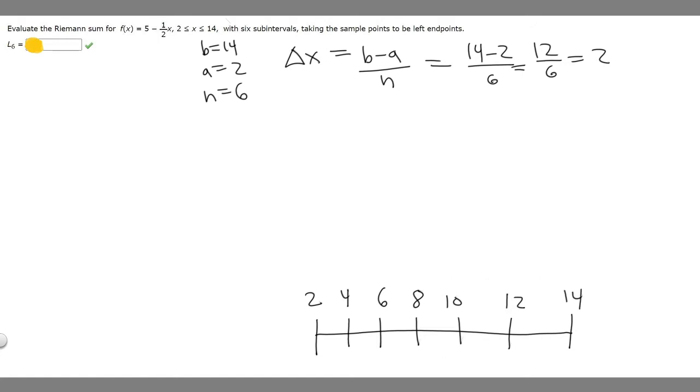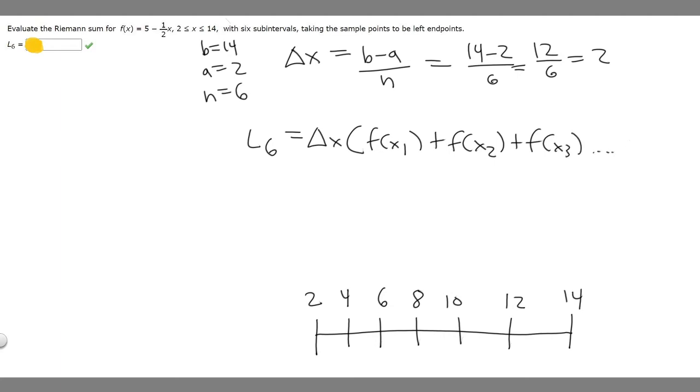Now what I want you to do is we're going to try and solve. So L sub 6 is going to be equal to delta x times f of x sub 1 plus f of x sub 2 plus f of x sub 3 and so on. And I'll explain to you what these mean. So basically it's telling us to take left endpoints. So let me explain what that is.